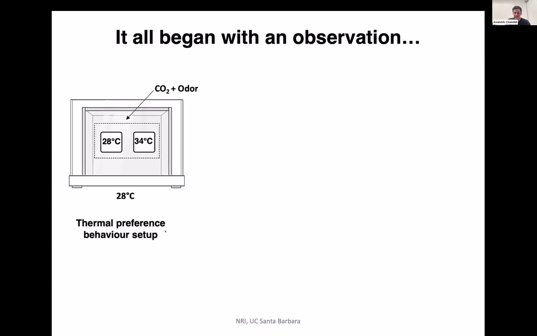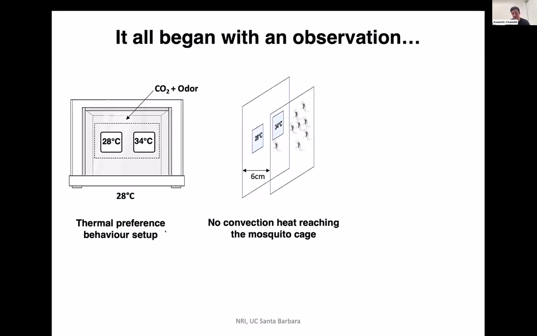During one of our experiments, we noticed that even when the mosquito cage was very far from the 34 degrees Celsius Peltier device, which we use to mimic human skin, mosquitoes were able to go towards the side where there was a 34-degree Peltier. The mosquitoes were still consistently landing on the side facing the heated Peltier, although the Peltier was very far from the cage of the mosquitoes.